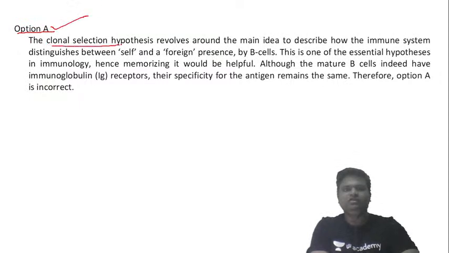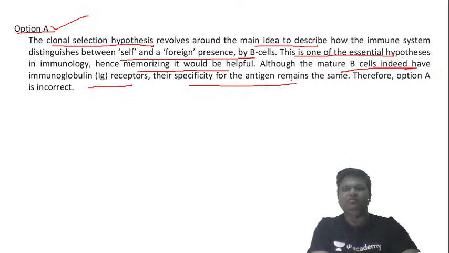The clonal selection hypothesis revolves around the main idea of describing how the immune system distinguishes between self and foreign presence by B cells. This is one of the essential hypotheses in immunology, hence memorizing it will be helpful. Although the mature B cells indeed have immunoglobulin receptors, their specificity for the antigen remains the same. Therefore, option A is incorrect.